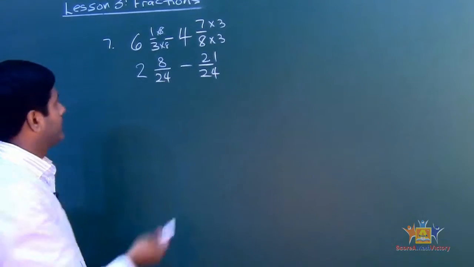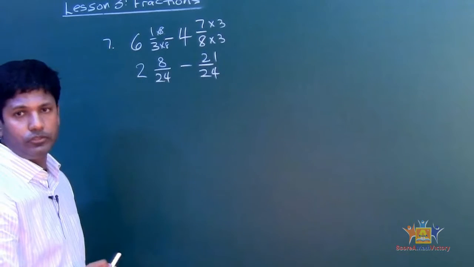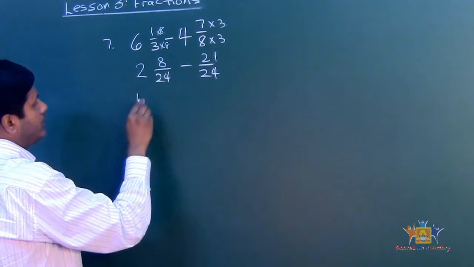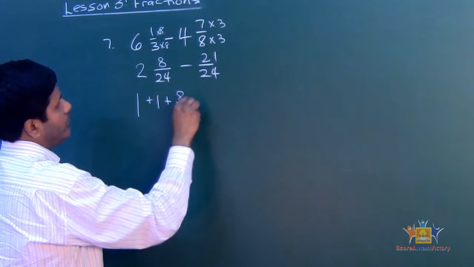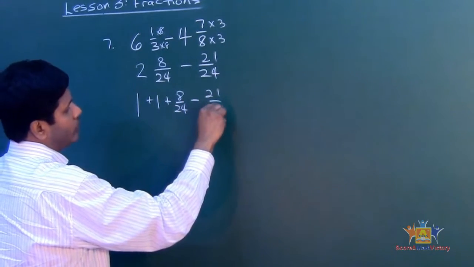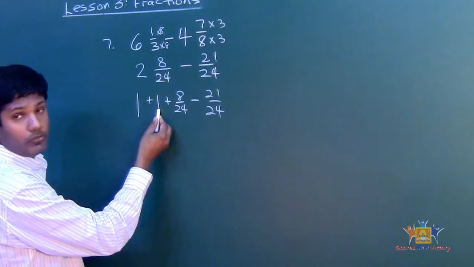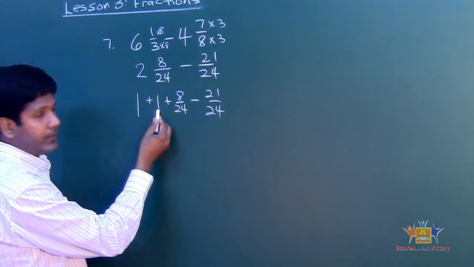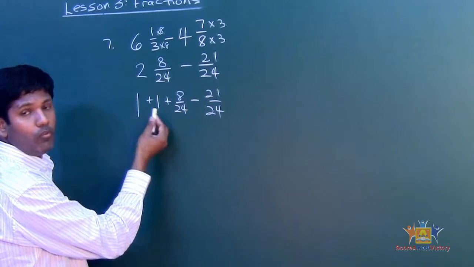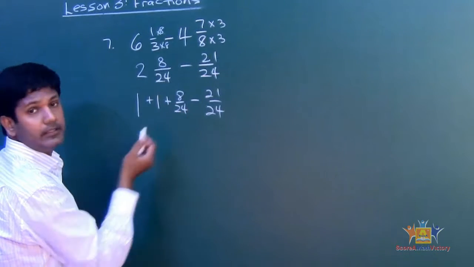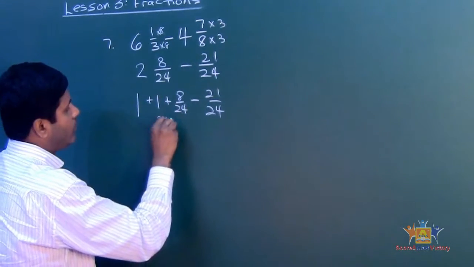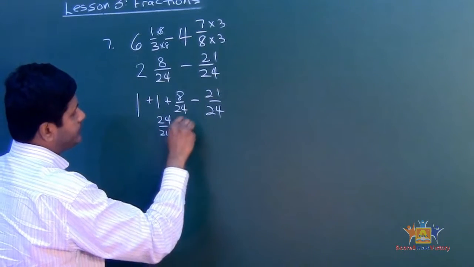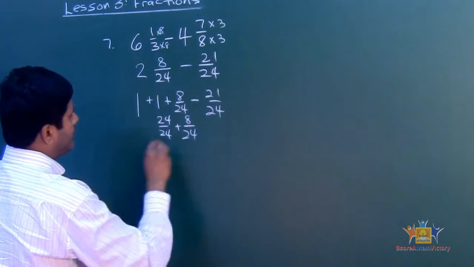I cannot subtract. That means I have to borrow 1 from the 2. So that means 1 plus 1 plus 8 over 24 minus 21 over 24. And I make this one into what form? Exactly, 24 over 24. Why 24 over 24? See that? The denominator is 24. So that way I can combine them because they have a common denominator.